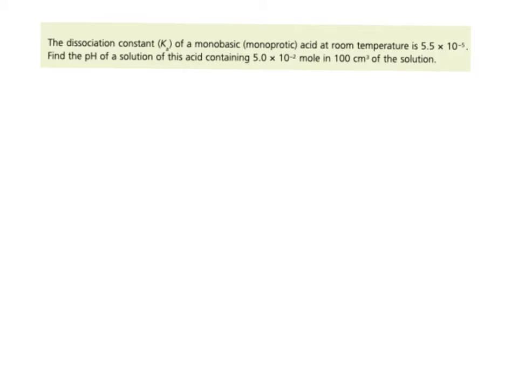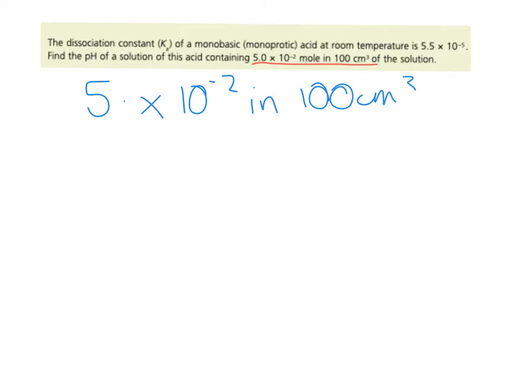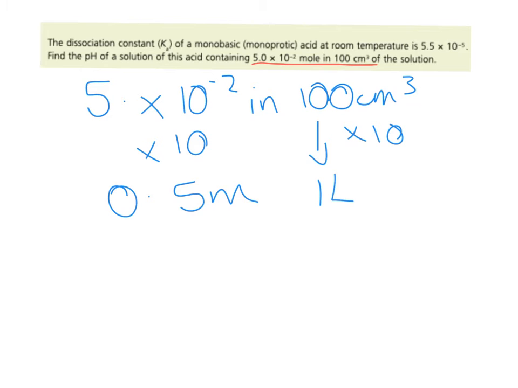So our next question, guys, again, we're looking at pH, we have moles given to us, but unfortunately the moles are given to us in 100 centimetres cubed. So the first thing I'm going to do is bring that 5 by 10 to the minus 2 in 100 centimetres cubed to 1 litre because we need moles per litre. So I multiply by 10. And when I do that, I get 0.5 moles in 1 litre.